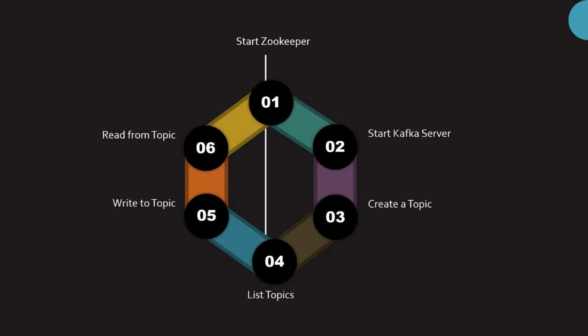So, we are going to cover the following six commands. We are going to start the zookeeper that is necessary for the Kafka server, and the second one is we will be using CLI to start the Kafka server. Third, we will create a topic. Fourth, we will list the topics available in the Kafka server, including the old topics that were created, and then let us write some messages into the topic, and then let us read the messages from a particular topic.